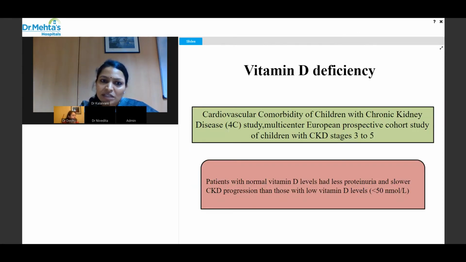So how is vitamin D deficiency related to progression of kidney disease? In a multicentric European study, it has been noted that children with normal vitamin D levels had less proteinuria and slower decline in CKD progression than those with low vitamin D levels.